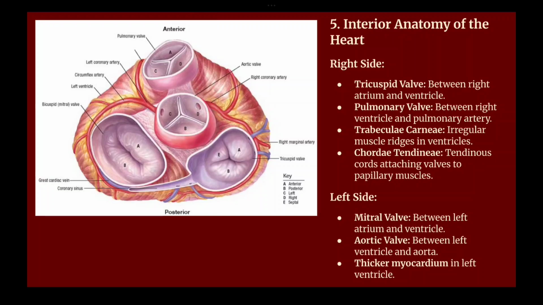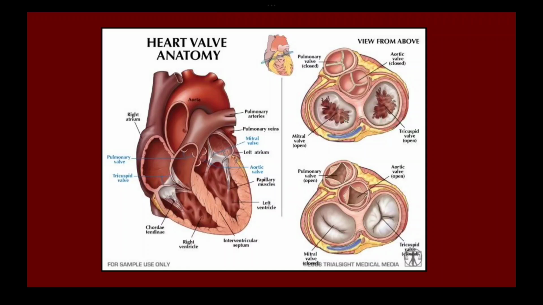The aortic valve is between the left ventricle and the aorta, and the thicker myocardium is present in the left ventricle. So these are the important points that we have to remember under interior anatomy of the heart.